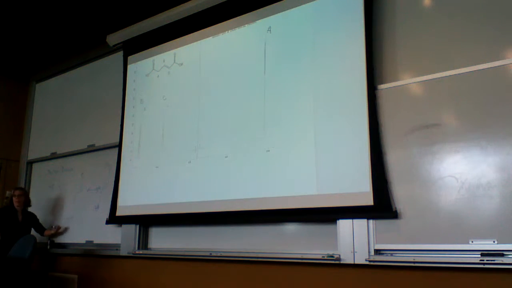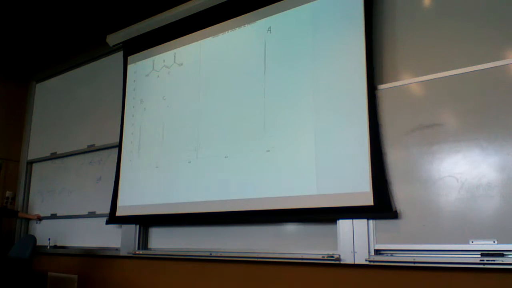If it was something like this, it's the opposite effect, because the resonance, we could draw that, puts a negative charge on the carbon here. And so that gives it more of a shielded effect than it would otherwise be counted.